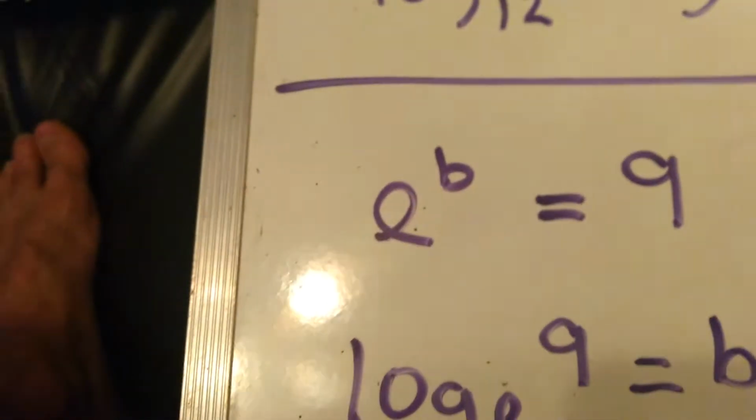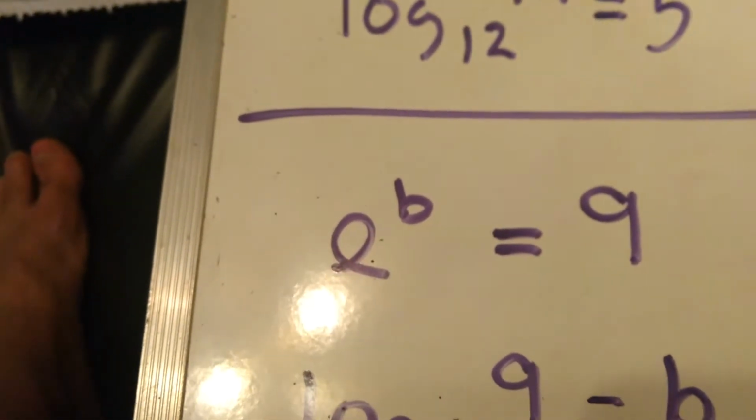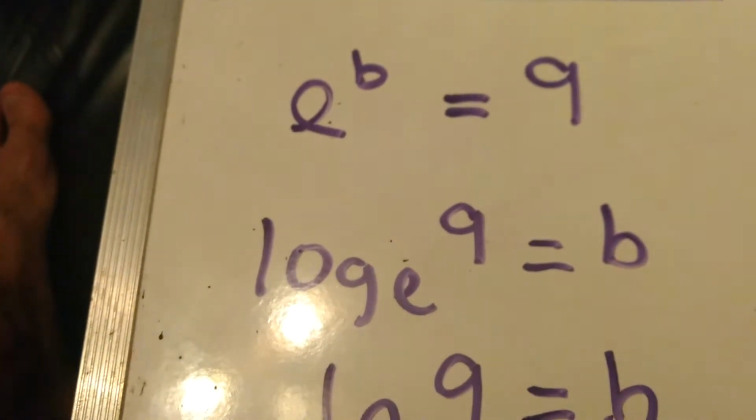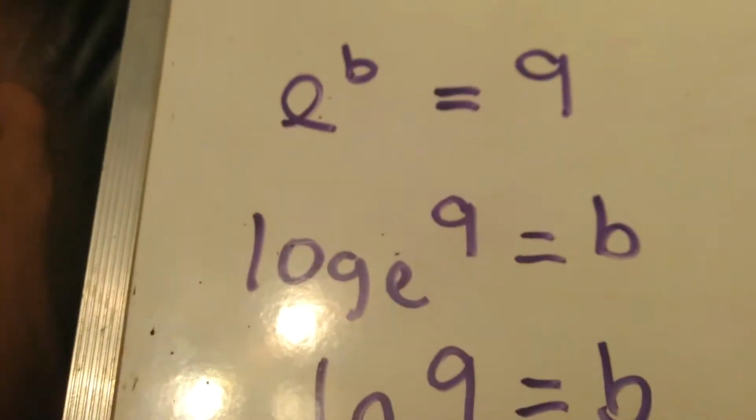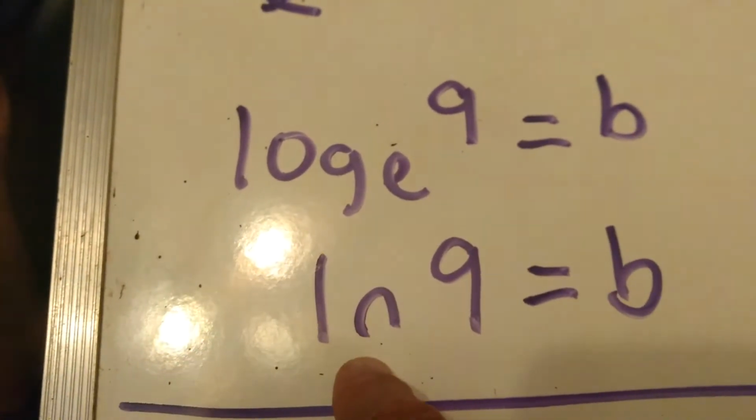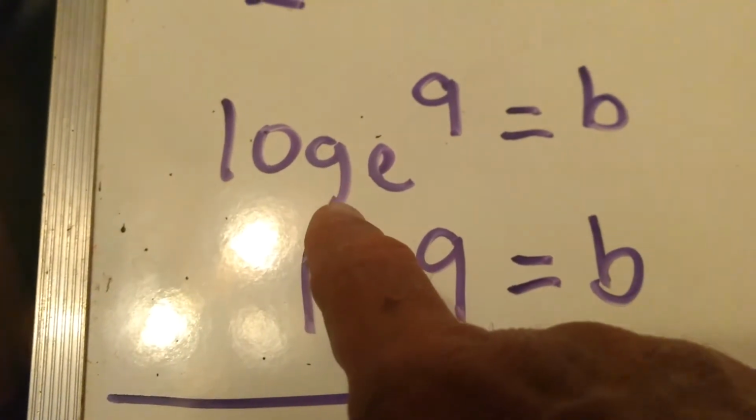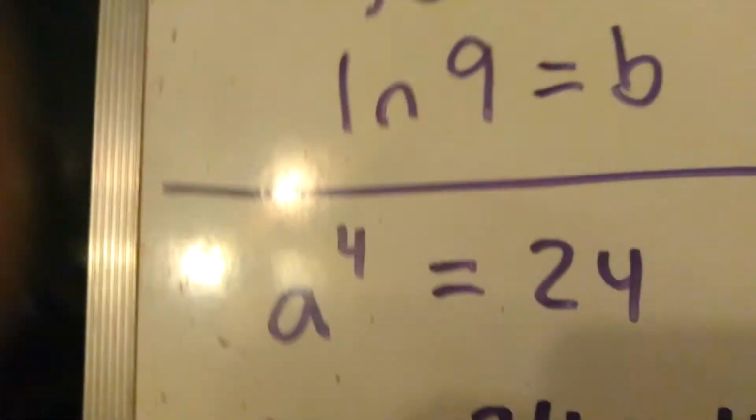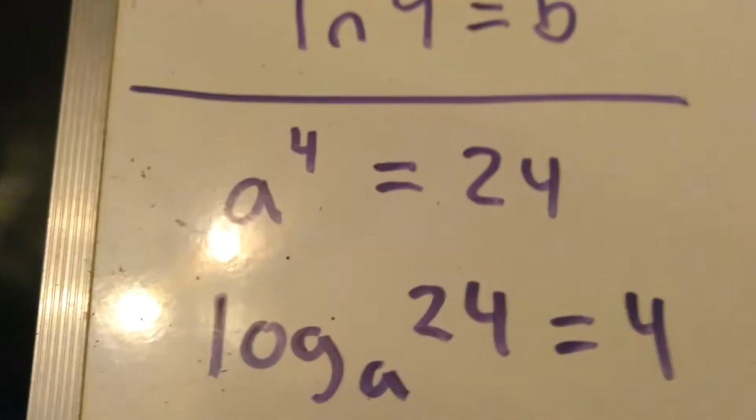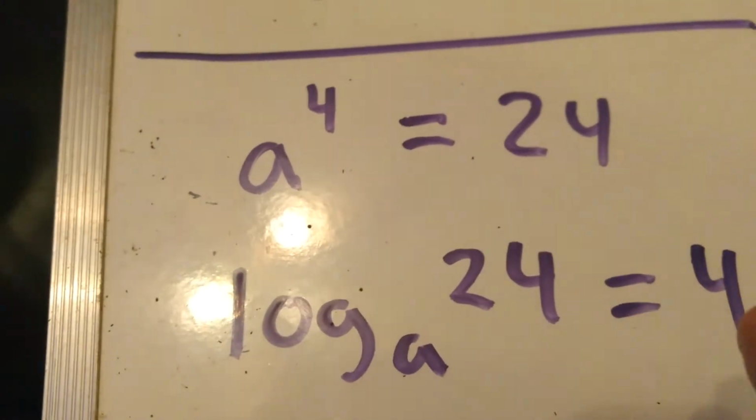Same thing holds true here. Here we have base e to the b power equals 9. You can write it as log e 9 equals b. Now remember from previously, log e can also be represented by natural log, ln. So whenever we write an ln, we are writing log e. And the last one here, we have a to the 4th equals 24. So this becomes log a, 24, the value, equals 4, the exponent.